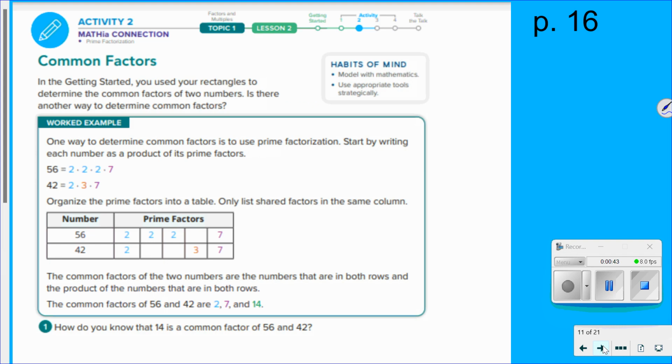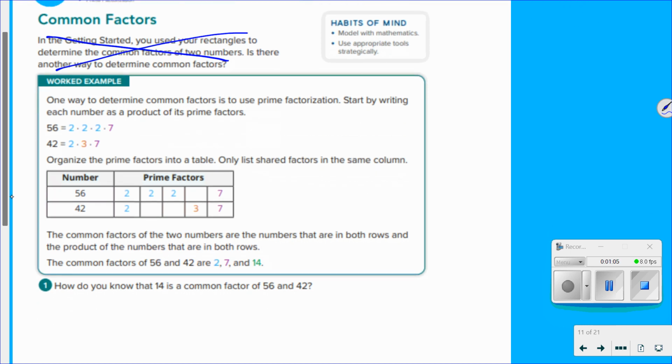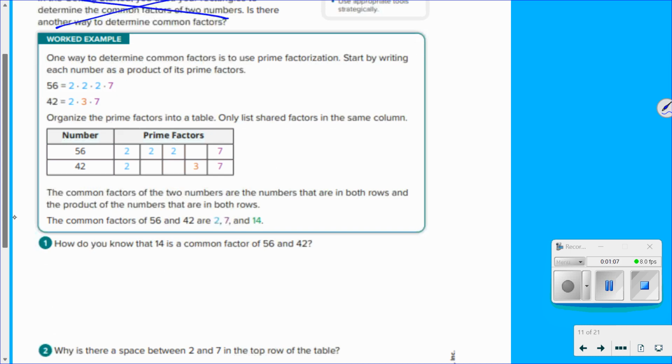Okay, go ahead and go to page 16. Page 16. On this page, we didn't do the getting started, so you can ignore that piece. But it's talking about common factors. One way to determine common factors is to use our prime factorization. So start by writing each number as a product of its prime factors.